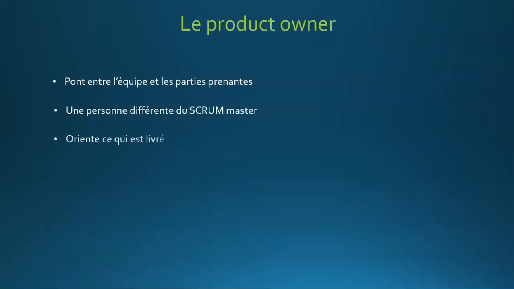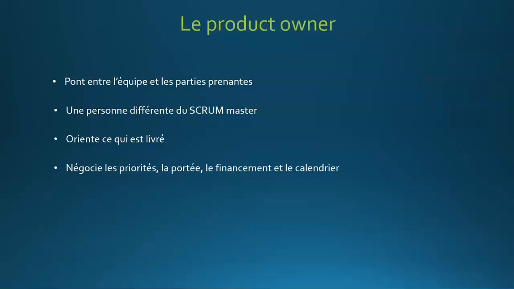I put in other points: a bridge between team and stakeholders, someone different from the Scrum Master, who guides what is delivered, and negotiates priorities, scope, funding, and schedules. The project owner is the bridge between the team and the stakeholders, is in close collaboration with the leaders and the customers. He is the one who passes on the information to you.